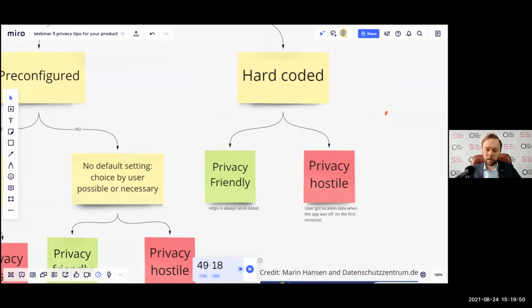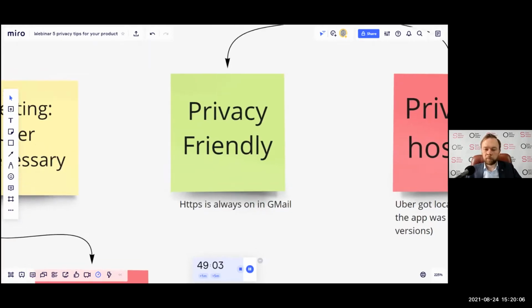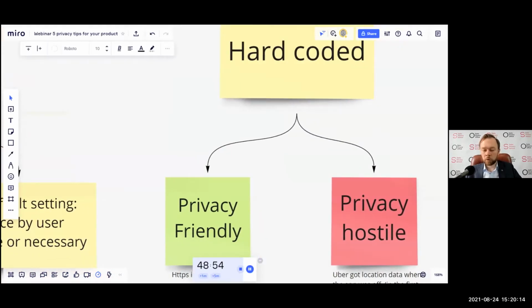For instance, a privacy friendly configuration which is strictly embedded into the product is HTTPS, which is a secure protocol used in mail services like Gmail. It's a privacy-friendly configuration and it's hard-coded. Users cannot choose which protocol is used to send the messages. Only the secure protocol could be used with Gmail, and this decision is taken by the company.